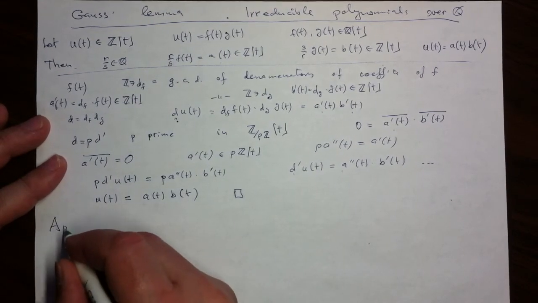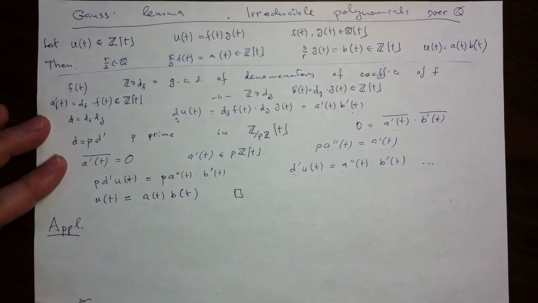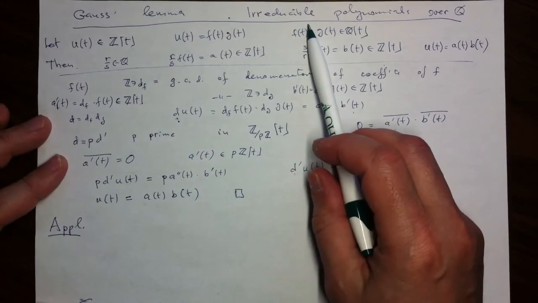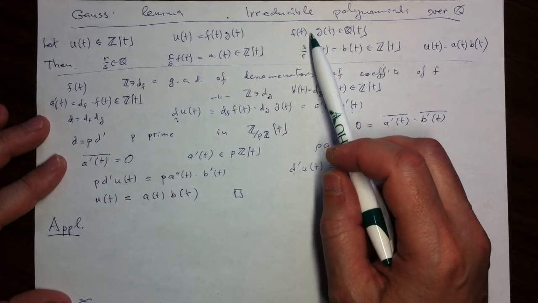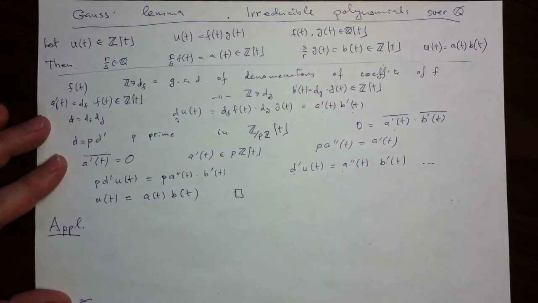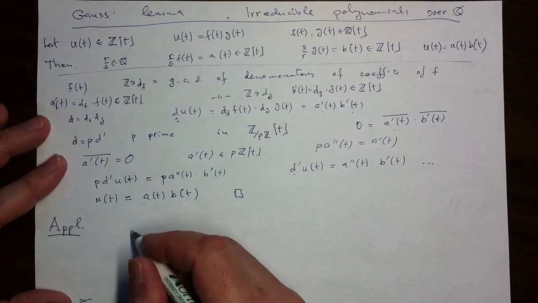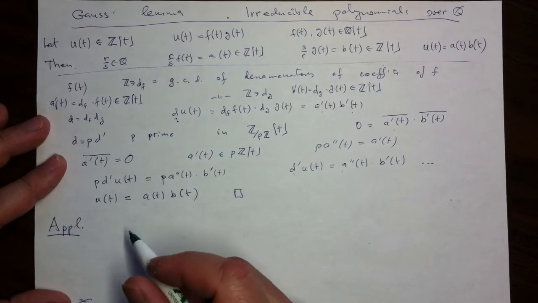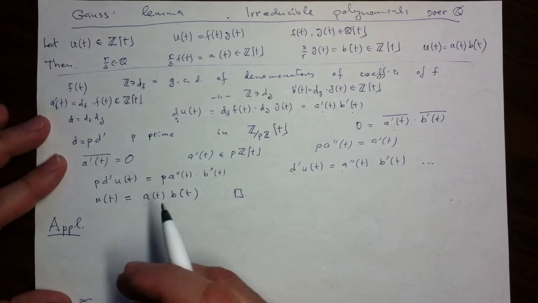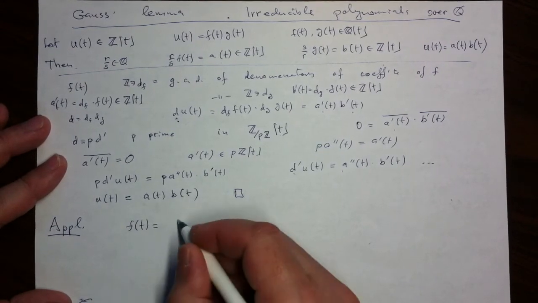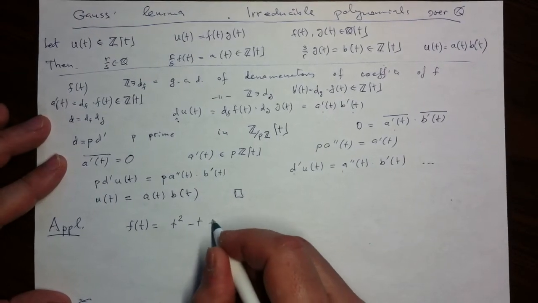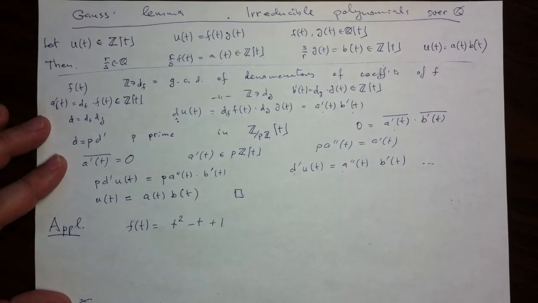Let's look at applications of this lemma to a practical problem of figuring out when a polynomial is irreducible over the rationals. And the easiest polynomials are those of small degree. Then irreducibility or reducibility is somewhat easier to determine. So for example, we have a quadratic polynomial, t squared minus t plus 1. That's a polynomial with integer coefficients. That's an important condition for Gauss's lemma to be applicable.